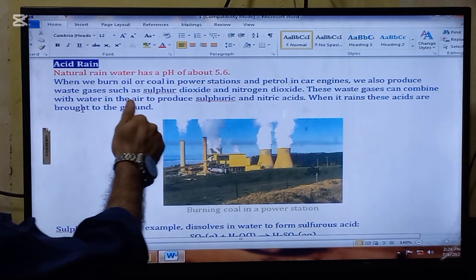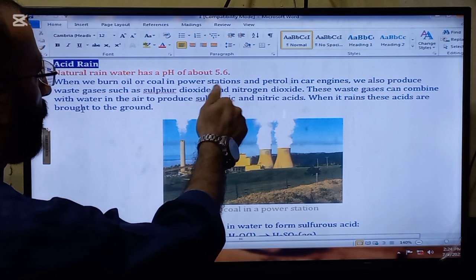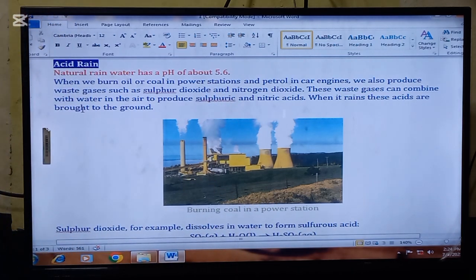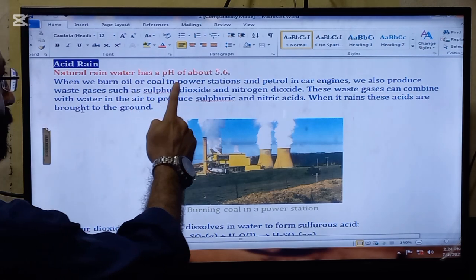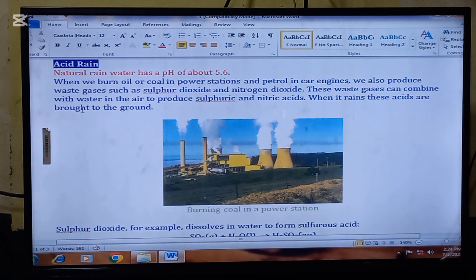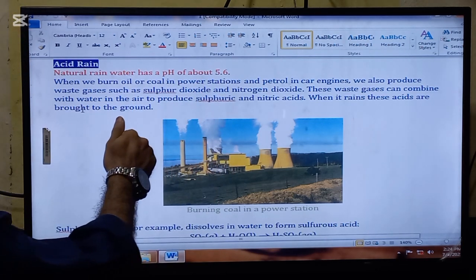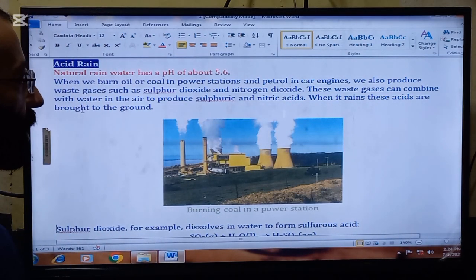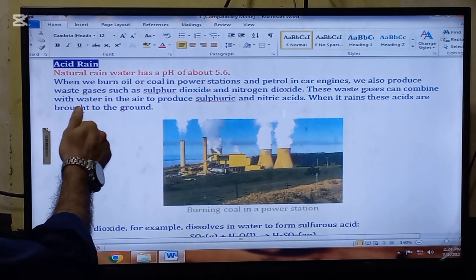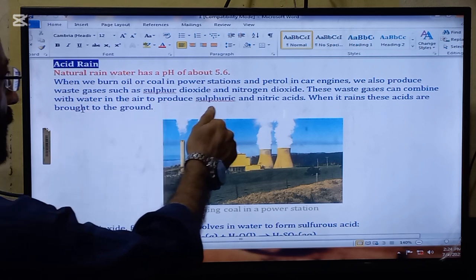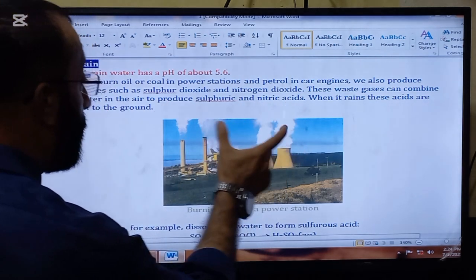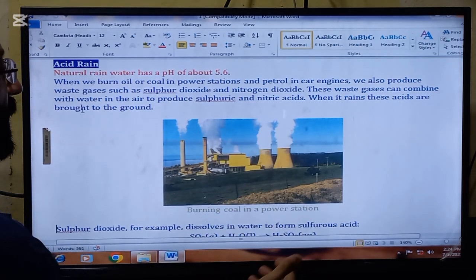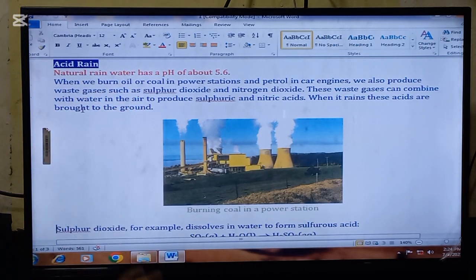Natural rainwater has a pH of about 5.6. This is the first point that you have to remember. When we burn oil or coal in power stations and petrol in car engines, we also produce waste gases such as sulfur dioxide and nitrogen dioxide. These gases are responsible for making the rain acidic.